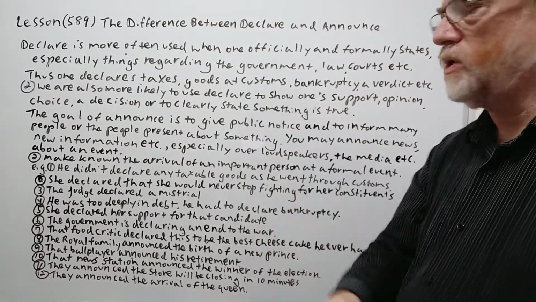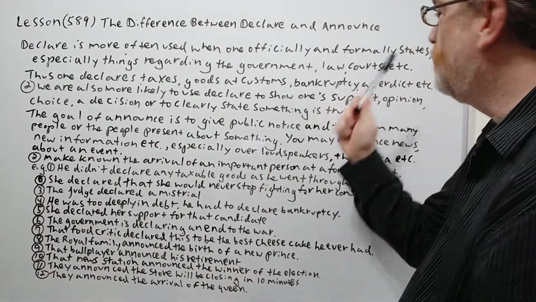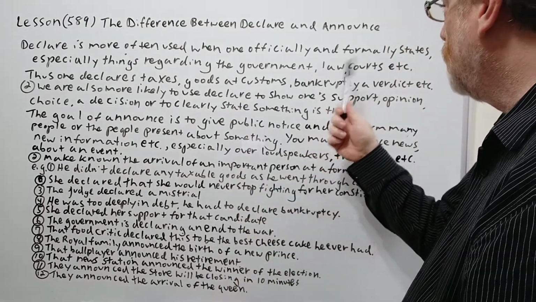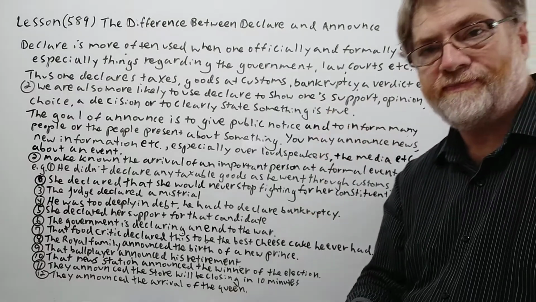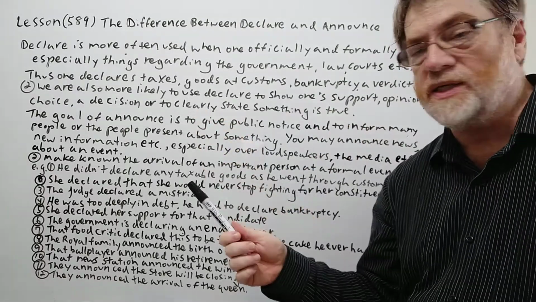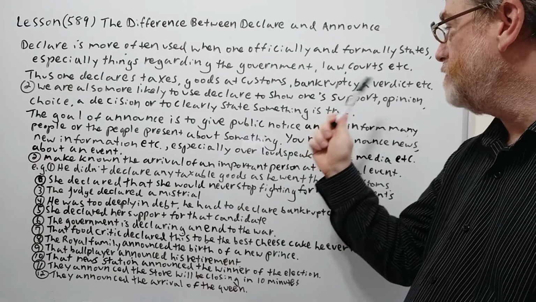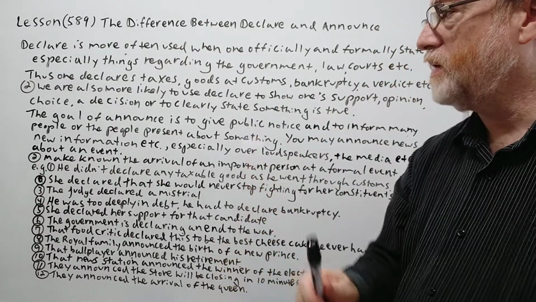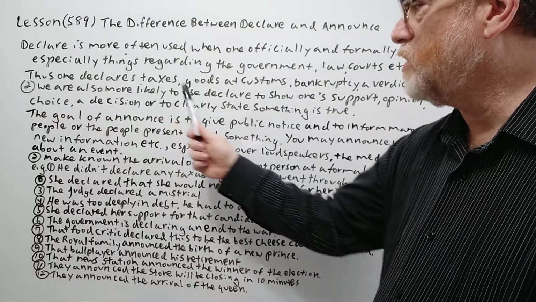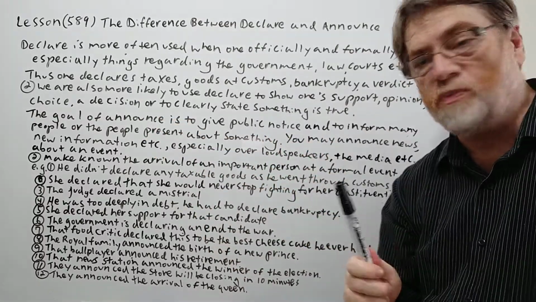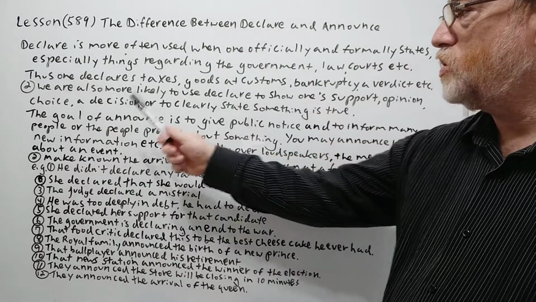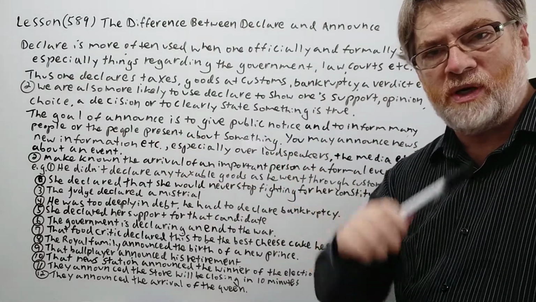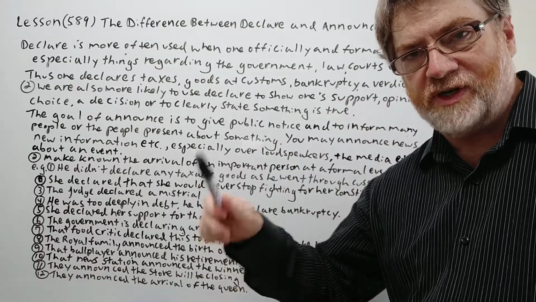Declare is more often used when one officially and formally states, especially things regarding the government, law, courts, etc. Thus, one declares taxes, goods at customs, bankruptcy, a verdict. We have a second one for declare. We are also more likely to use declare to show one's support, opinion, choice, a decision, or to clearly state that something is true, especially when what you're stating is very significant.